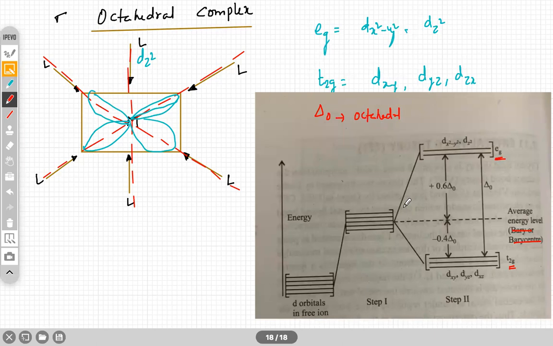Copy down this first. Sir, why is it minus 0.4 delta O? Because the energy is decreasing from that point. So minus just represents that the energy decreases. It's just a sign convention, you can say.